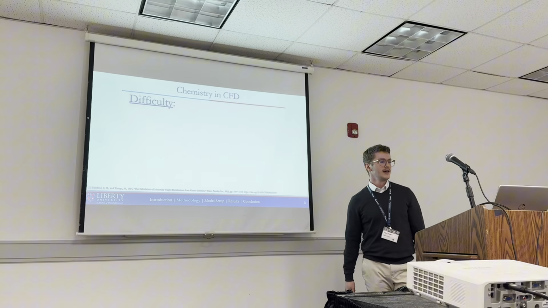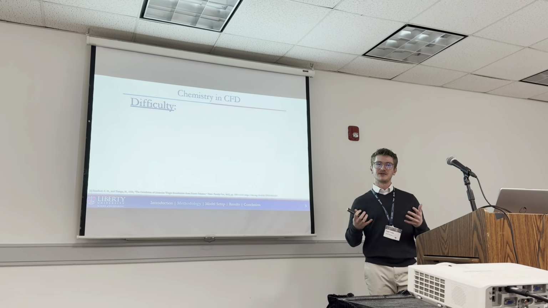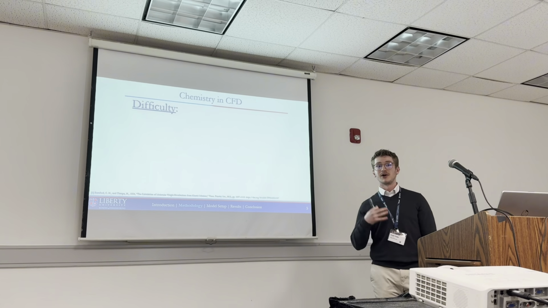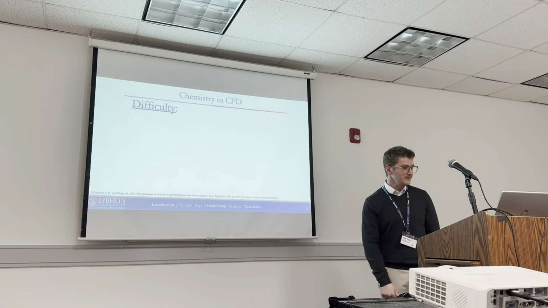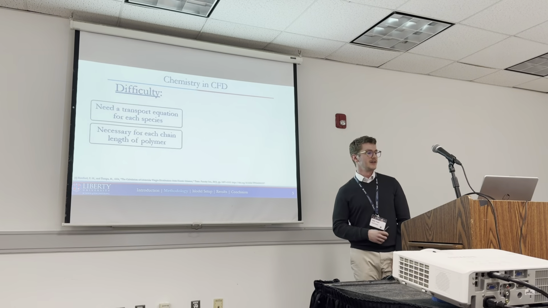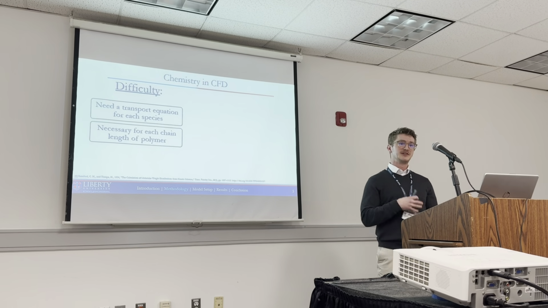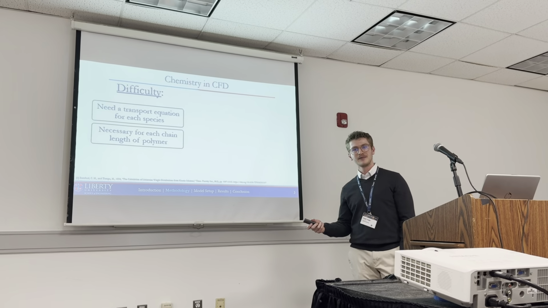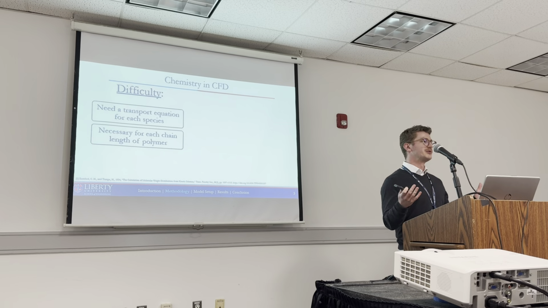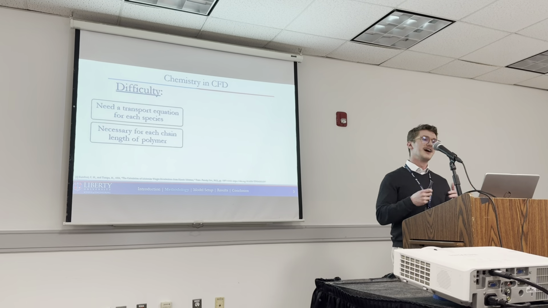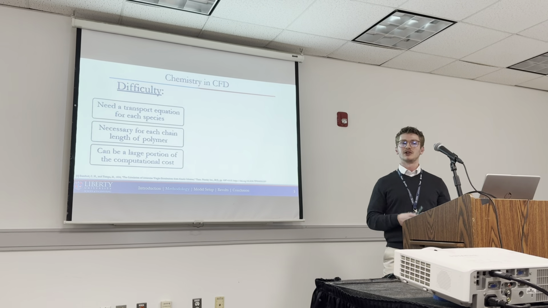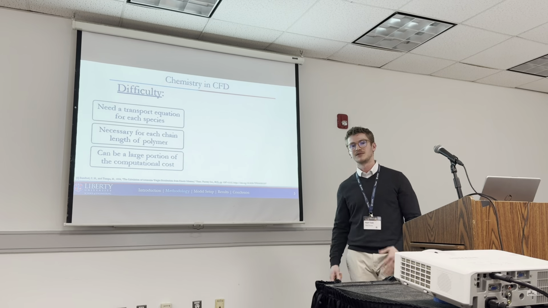methods. So implementing chemistry in CFD is very difficult, in addition to just the normal difficulty of CFD, such as mesh resolution, finding the right turbulence model, and other subgrid scale models, because you need a transport equation for every species in the chemical mixture. And this is even more difficult for polymers because you need a species transport equation for every chain length of polymer, which is theoretically infinite. And if you look at a realistic polymer molecular weight distribution, this goes up to a couple 100,000, which is still unfeasible computationally. And solving the chemical step in a CFD simulation can be a large portion of the computational cost, sometimes 70 to 90%.